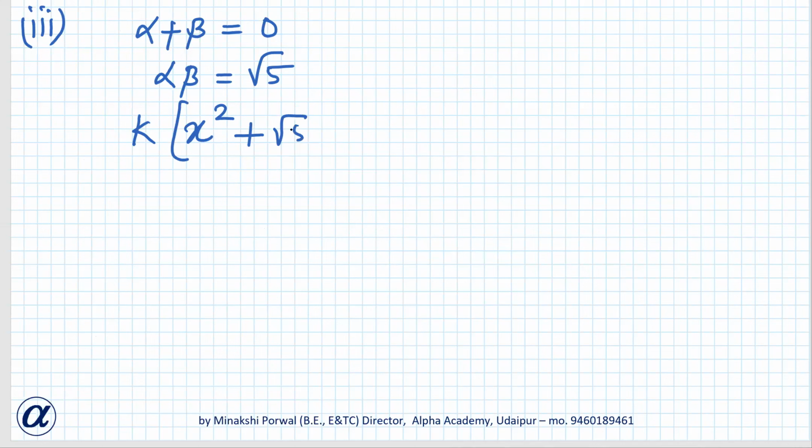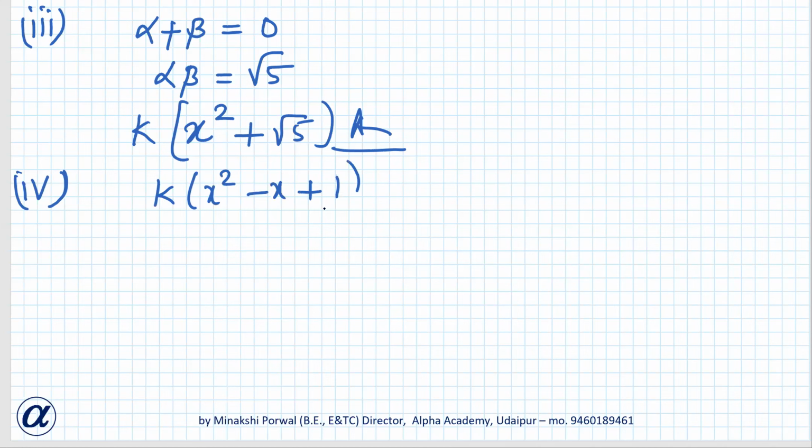Then fourth part, Shreya. Can you tell me what is the answer? K bracket x square minus x plus 1. K x square minus x plus 1. Okay. What is the value of alpha plus beta here?